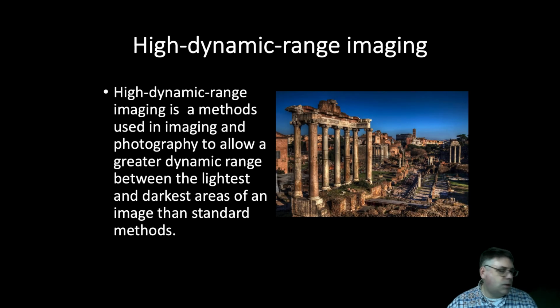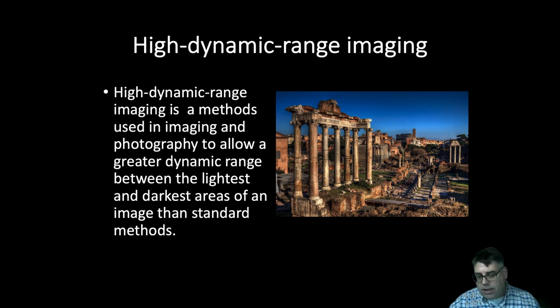So the next thing we'll talk about is high dynamic range, or HDR. If anyone has an iPhone, they'll notice that you can shoot HDR images automatically. It merges them and takes multiple images all at once. So what high dynamic range is, is a method used in imaging and photography to allow a greater dynamic range between the lightest and darkest areas of a print than standard methods of photography.